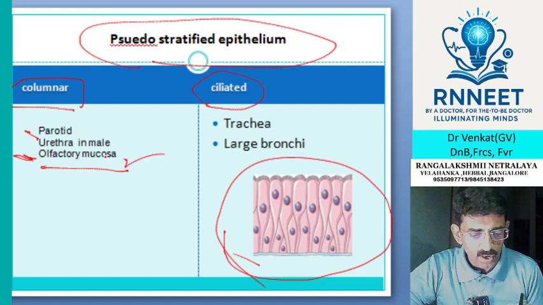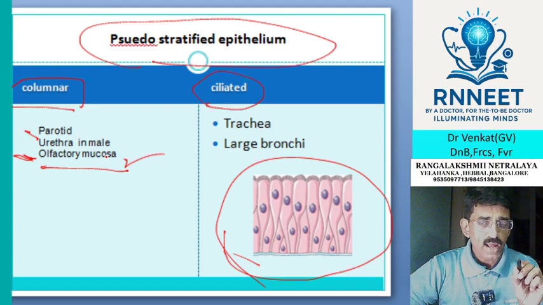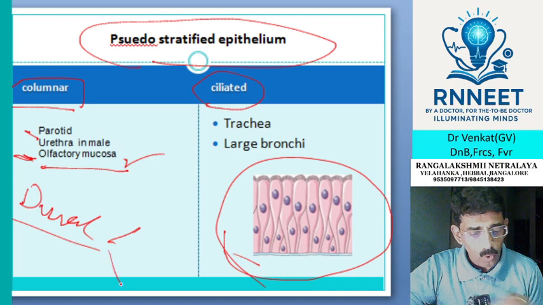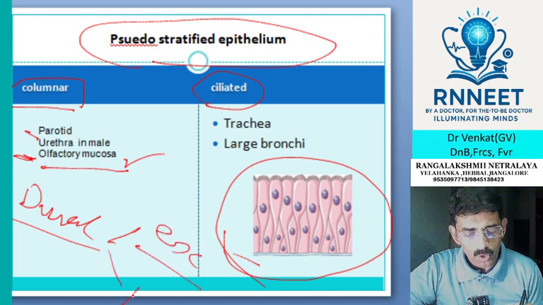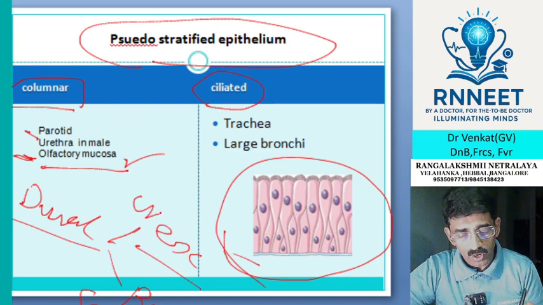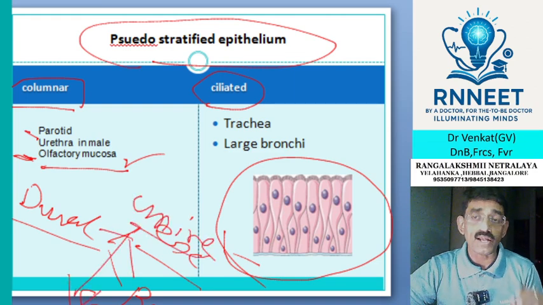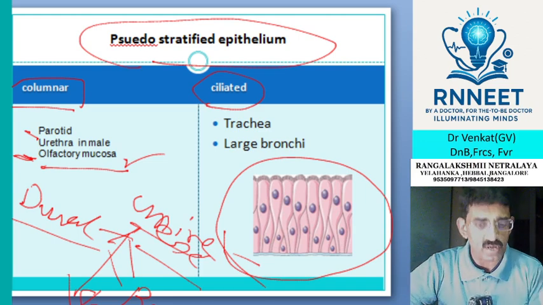Similarly, the urethra in males, a very important part you should remember, because the male urethra has dual functions. One is excretion, and the other is reproduction, where it has to transport semen. So you want it to transport both urine and semen. That is why this particular tissue has to be specialized and is not stratified but pseudostratified.